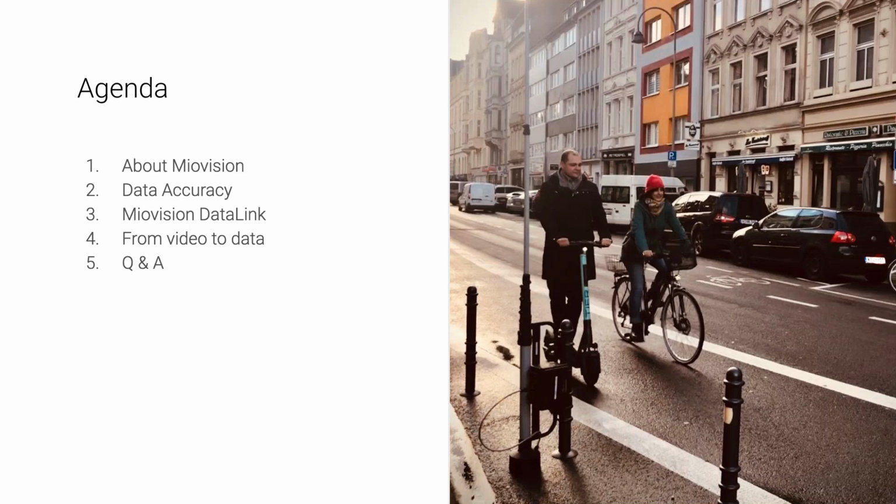I hope everybody sees my screen. First of all, I'm going to talk a little bit about Miovision, give you a summary of who we are and where we came from. Then I want to talk about data accuracy and the different methods you have available and their accuracy rates. I'm going to give you a brief introduction to the Miovision DataLink solution. And number 4, this is all Jason's time to shine: we show you how we are processing our videos from video to data. This is probably the section most of you are interested in, but let's dive right into my part of the webinar.